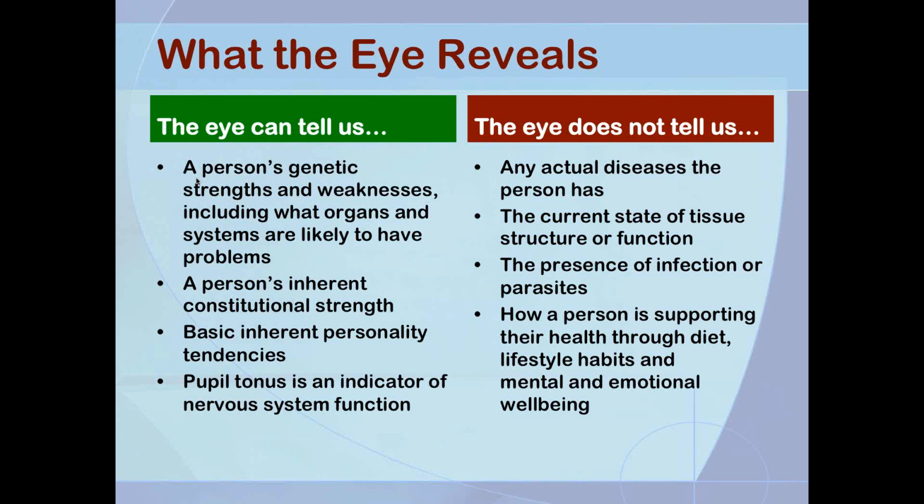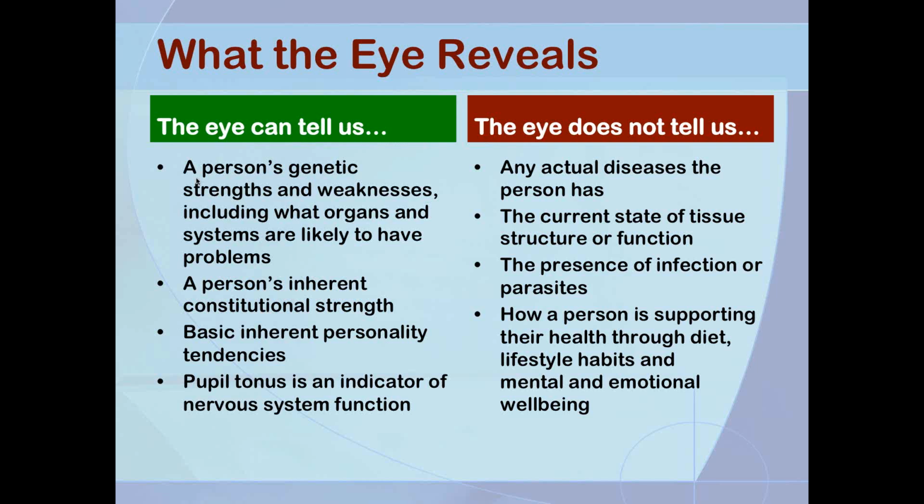The pupil tonus is also an indicator of nervous system function. That is actually not a genetic thing. That's actually an in-the-moment kind of thing. Now, those are major things the eye shows.